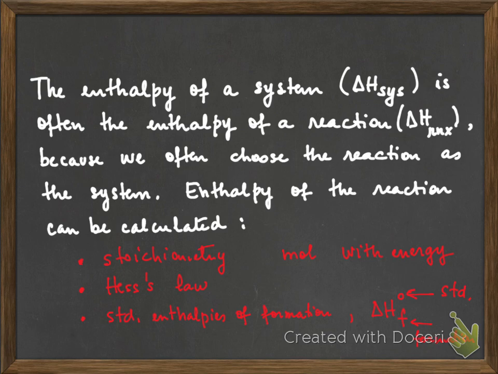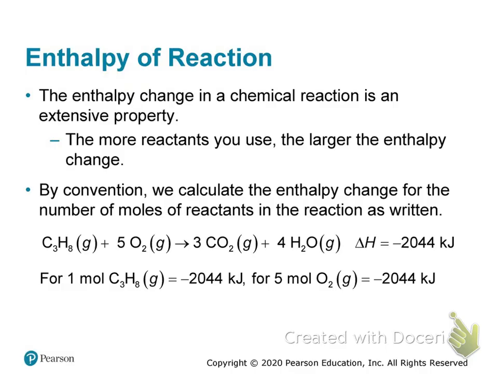So let's take a look at the stoichiometry part first. The enthalpy of a reaction is an extensive property, which means it depends on quantity. The way I like to refer to this is if a reaction is exothermic, for instance, like this one here. Yes, we see the delta H is negative, we know it's exothermic.